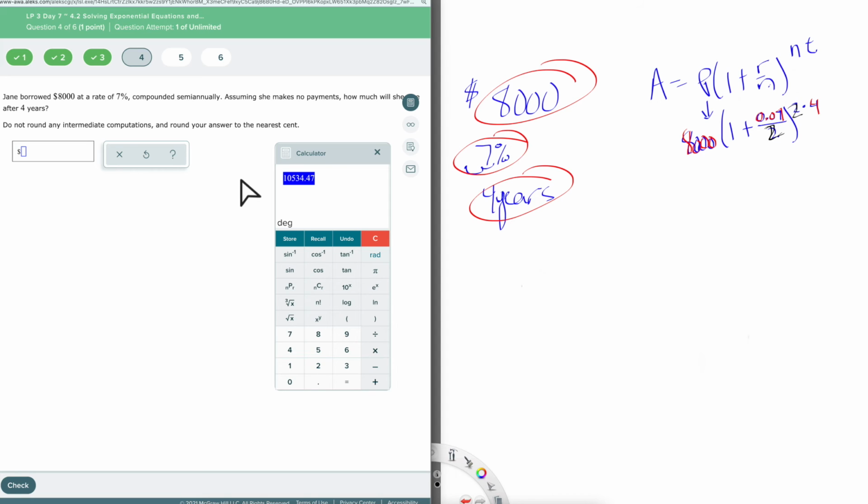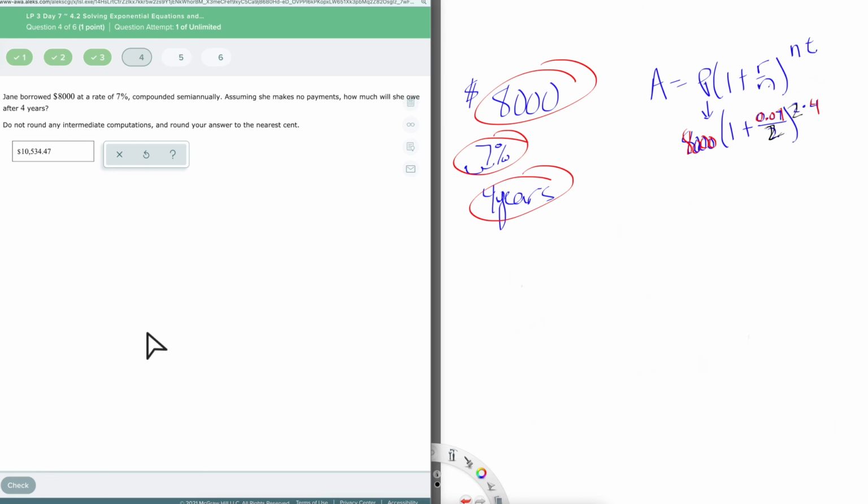So after 4 years of borrowing $8,000, she will end up paying $10,534.47. And the more it's compounded, the more it grows because the interest is earning interest. So if it's only compounded annually, it's going to grow a little slower than semi-annually. And in the example, it was compounded monthly. That's going to grow faster because every month the interest is being added back, and that helps it grow even faster.